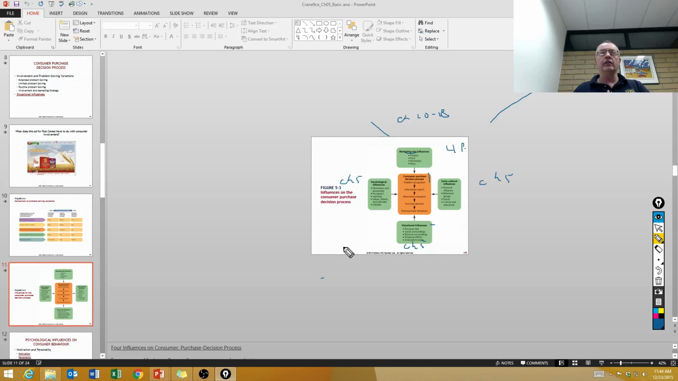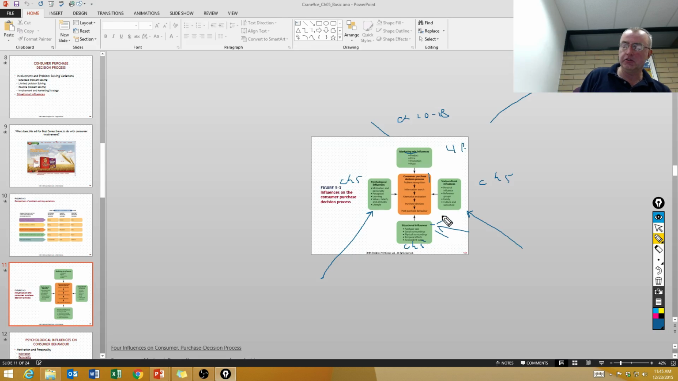So the rest of this chapter deals mostly with the psychological influences and the sociocultural influences on the consumer purchase decision process, but it makes a brief mention of some situational influences. So some of these situational influences that can affect the consumer purchase decision process is what the purchase task is. Is the product we're buying for personal use or is it a gift? I mean, we have a bit of a tendency to buy more prestigious goods when we're buying gifts for people than when we buy the same type of product for our own use.